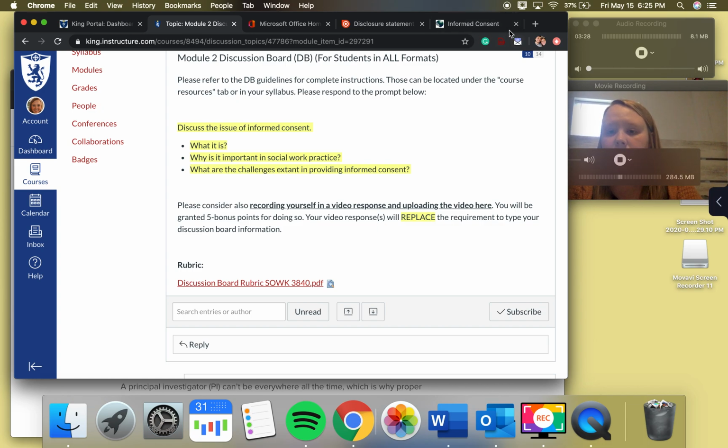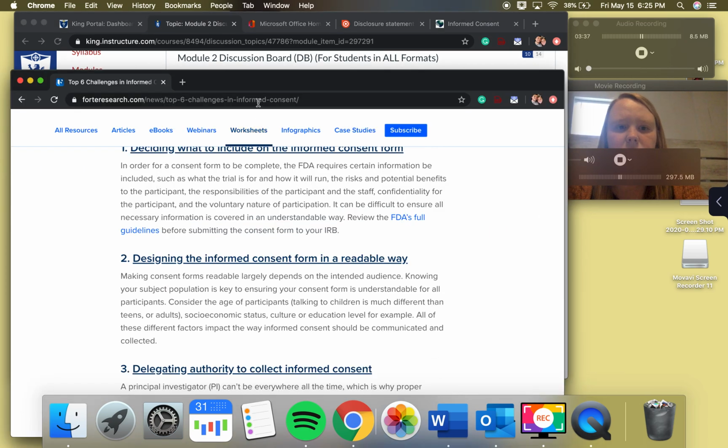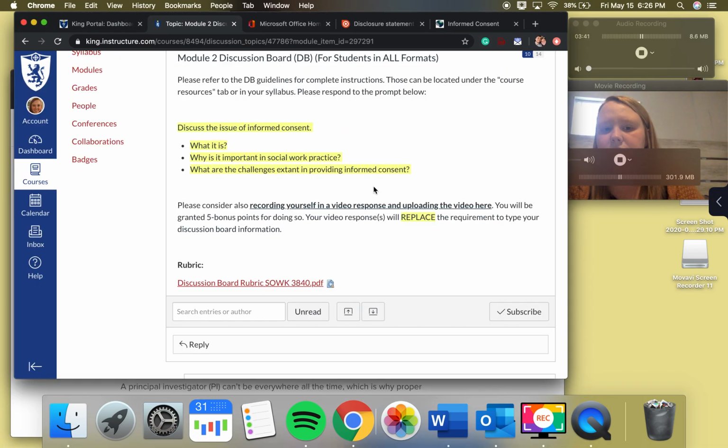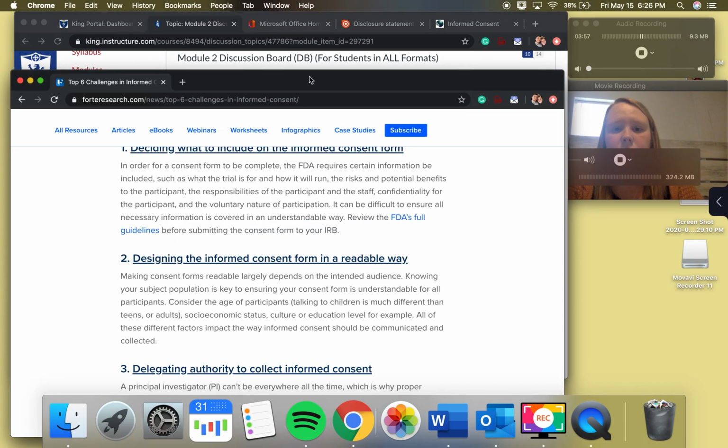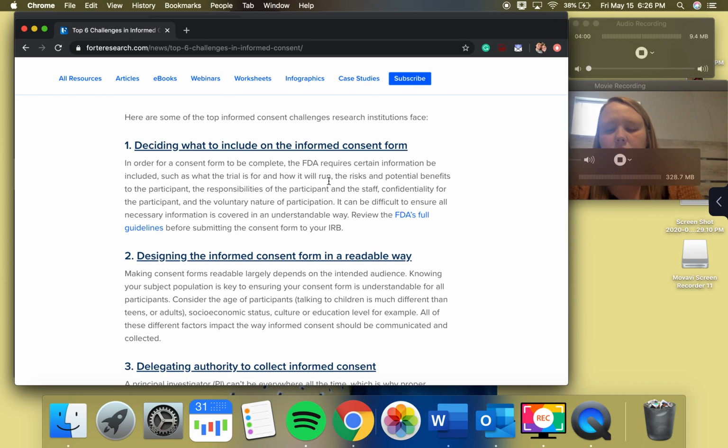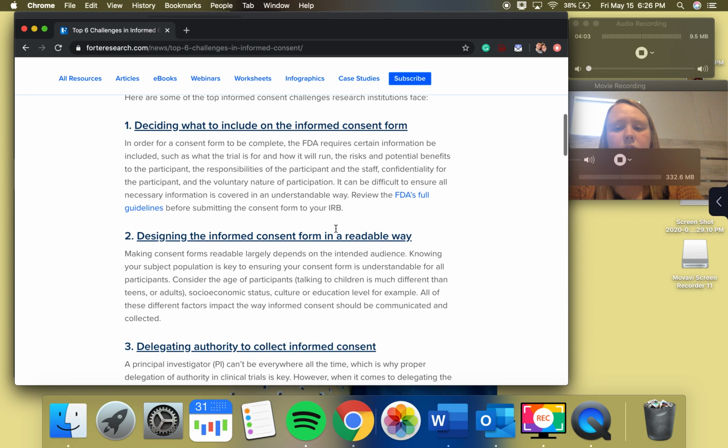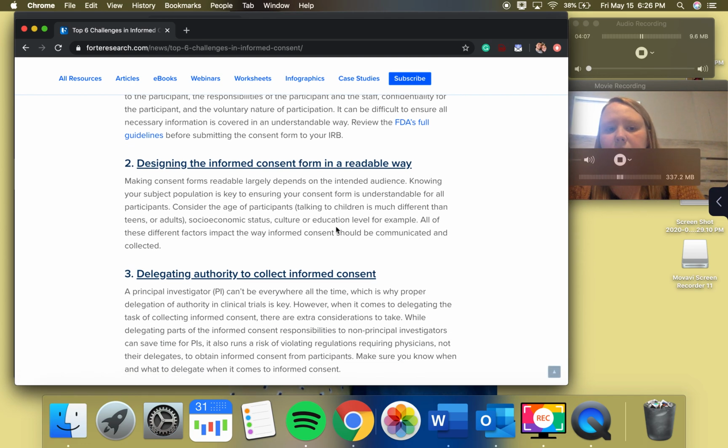Then we'll also look at the third question, which is, what are some challenges that exist in providing informed consent? There can be a lot of challenges when getting informed consent. How do you, as a social worker, know that that person can give proper consent to be treated? I actually found a really good website here that shows us exactly what informed consent problems we could face. So you want to make sure, like I said before, that you're designing a good informed consent form that the clients can read over and know exactly what will be happening, so they know exactly what they are signing up for.